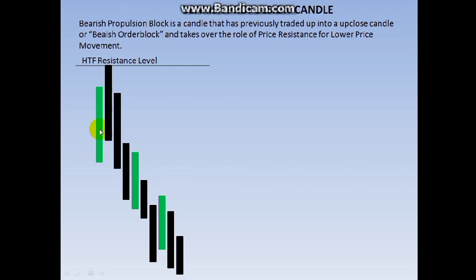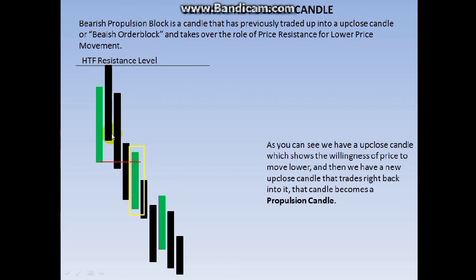The last down candle before the last up close candle, sorry, before an up move, then price trades below that, and price reaches back into it as time goes on. So let's look at that now.